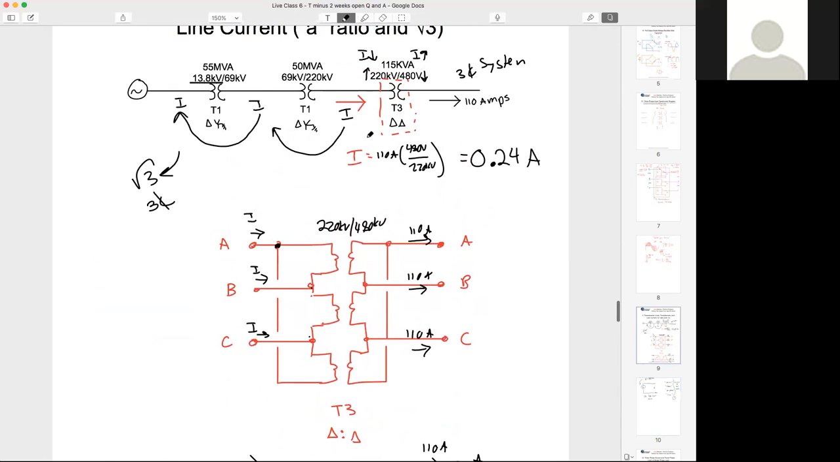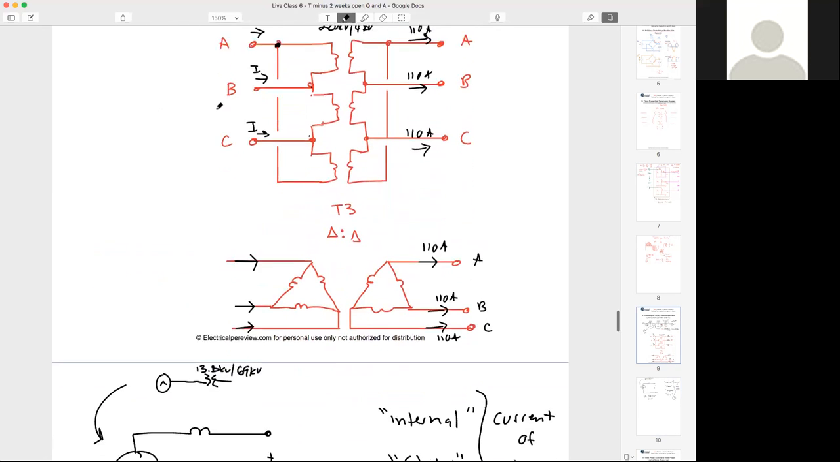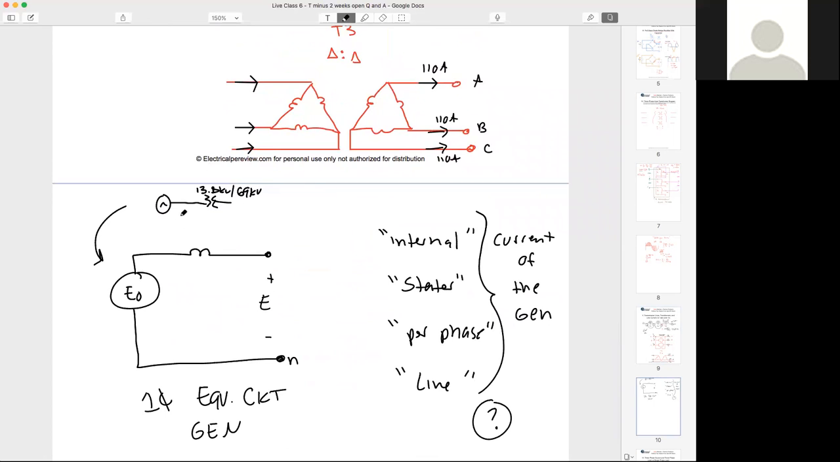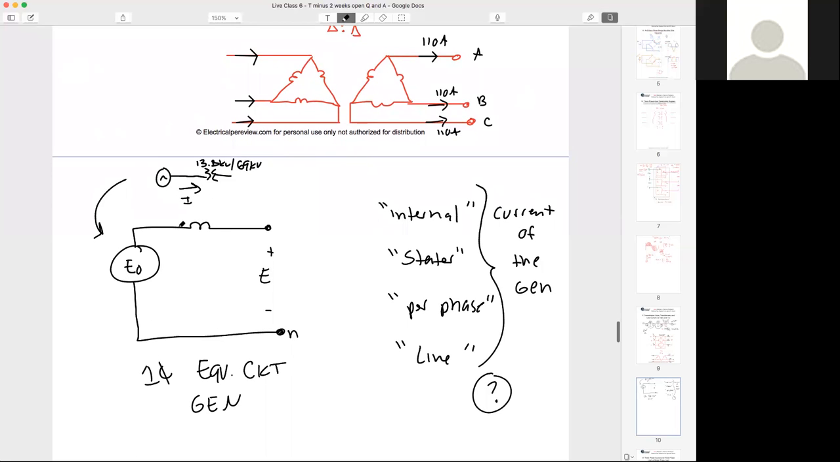So we took our I from here at our load to this transmission line, to this transmission line. Okay, now we're at the generator side. So let's scroll back down. So we found this I right here, right? Through all those transformers, through all those A ratios. So where on here is my internal current of my generator? Where's my stator current of the generator? My per phase current of the generator? Where's my line current? I'll give you a hint, they're all the same thing, right? These are all the same.